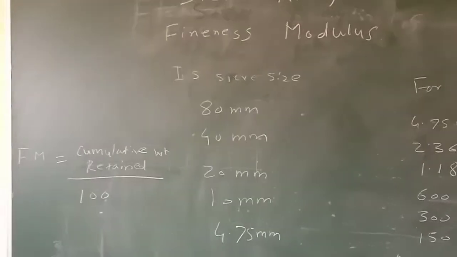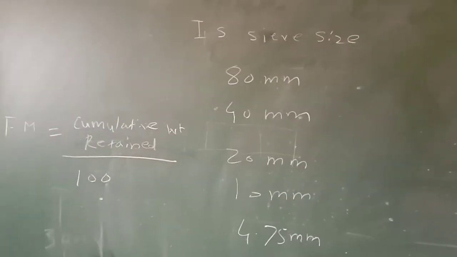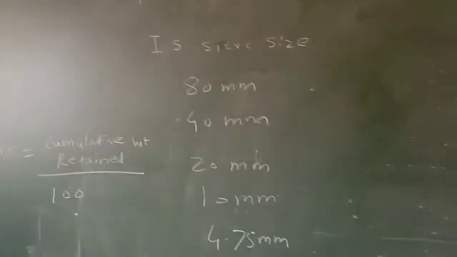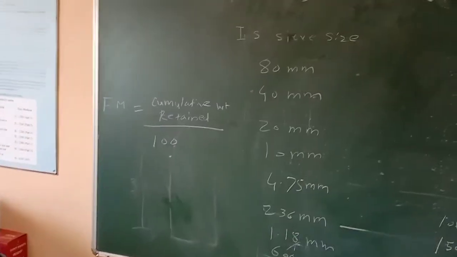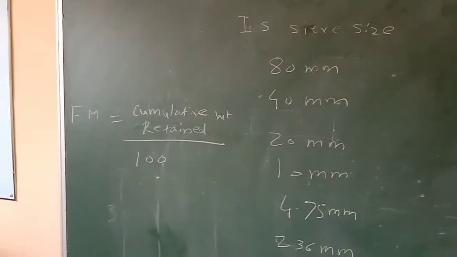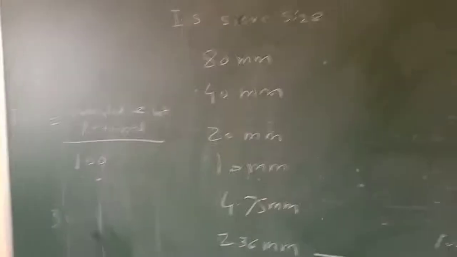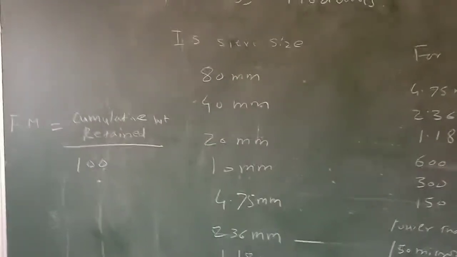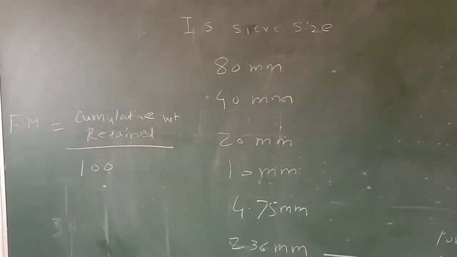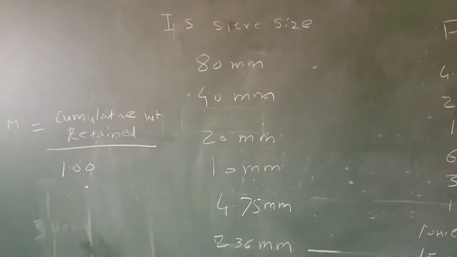If we calculate the fineness modulus, then fineness modulus is equal to what? Cumulative weight retained divided by 100. This is the technical definition of fineness modulus. By doing sieve analysis we get a particular number, and if we maintain that particular fineness modulus for particular aggregates, then we can expect minimum variation in the compressive strength of that concrete at 28 days.